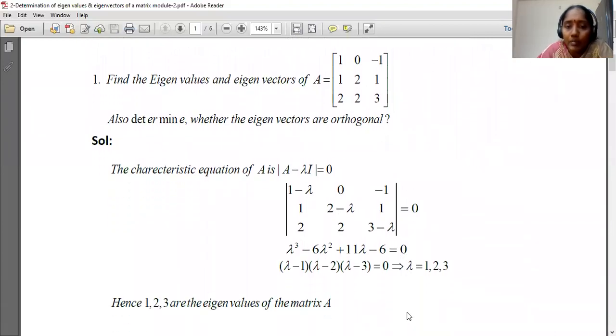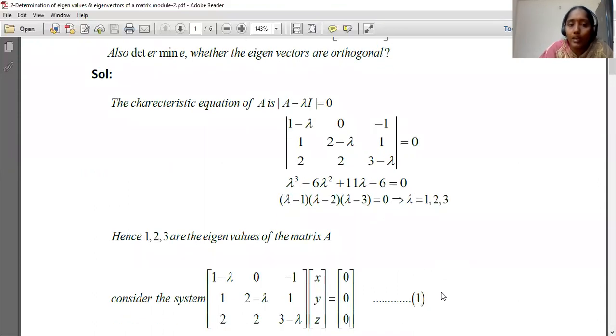Finding the determinant, we get (lambda minus 1)(lambda minus 2)(lambda minus 3) equals 0. This equation is called the characteristic equation. The roots of this equation, lambda equals 1, 2, 3, are called the eigenvalues. For each eigenvalue there exists an eigenvector. Now we need to find the eigenvectors corresponding to 1, 2 and 3 respectively.